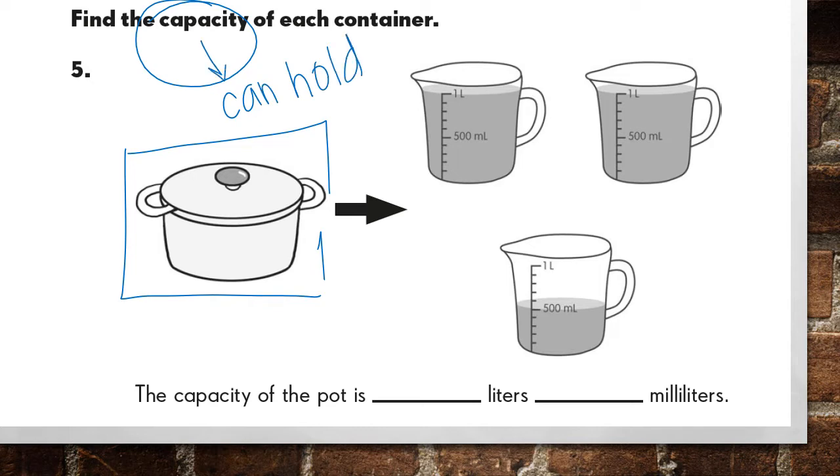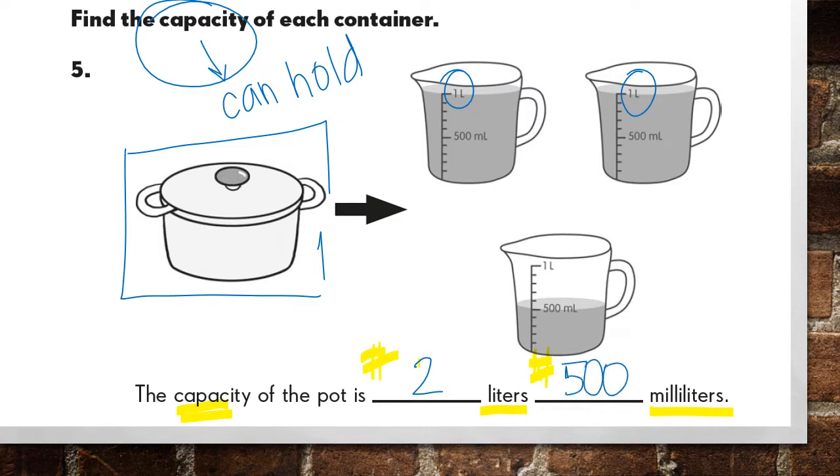So the capacity of that pot, look here, we have a full liter, a second full liter, and part of a liter. So we can say it in milliliters. Down here for our answer, it says the capacity of the pot is this number of liters and this number of milliliters. So we're going to have to split it. It's like saying you have 2 wholes and a partial, but we get to use this smaller unit.